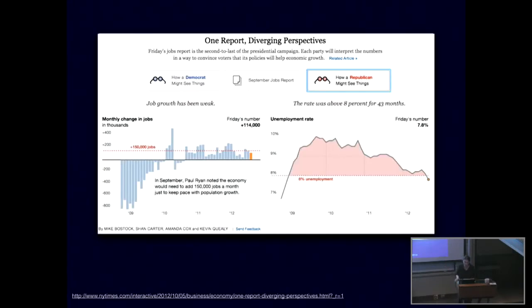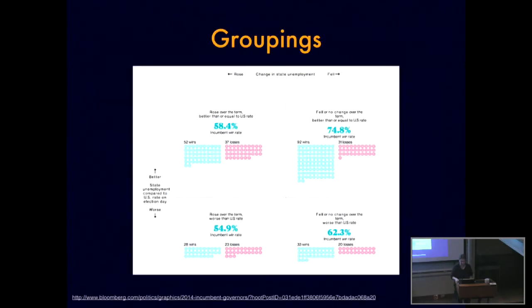And then how a Republican might see things. We're back to essentially what looked like the original job, but then there's a line there that's important that comes from a Paul Ryan comment, and then there's this unemployment line as an annotation here. So reframing, same data. Okay, and then another thing, there are other kinds of rescaling or reframing of data that happen.